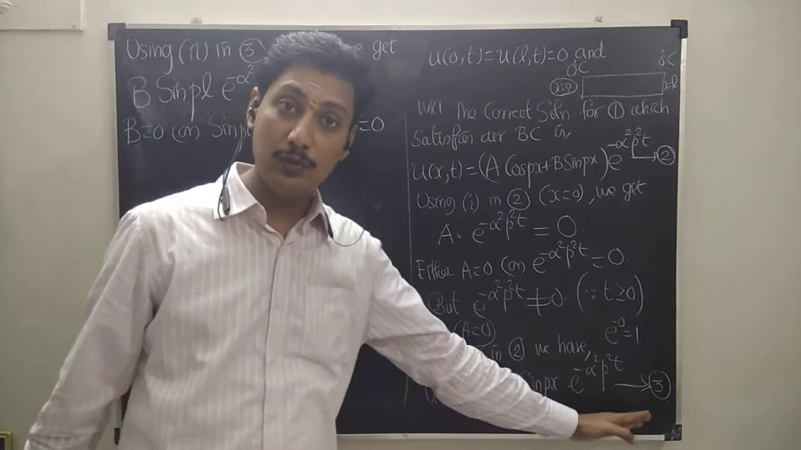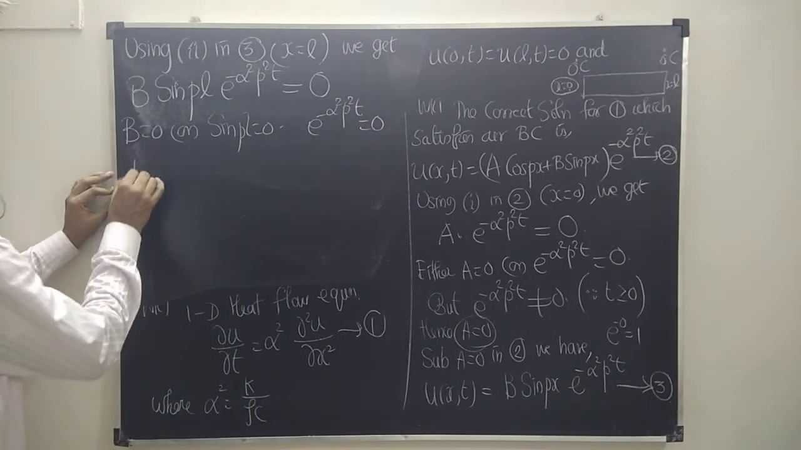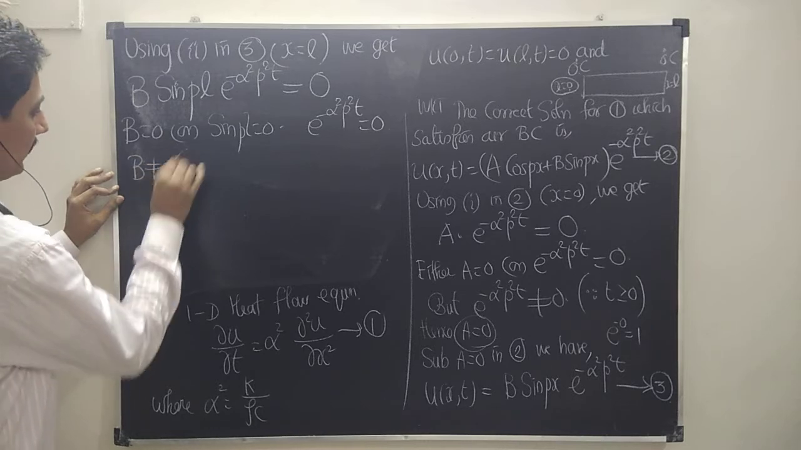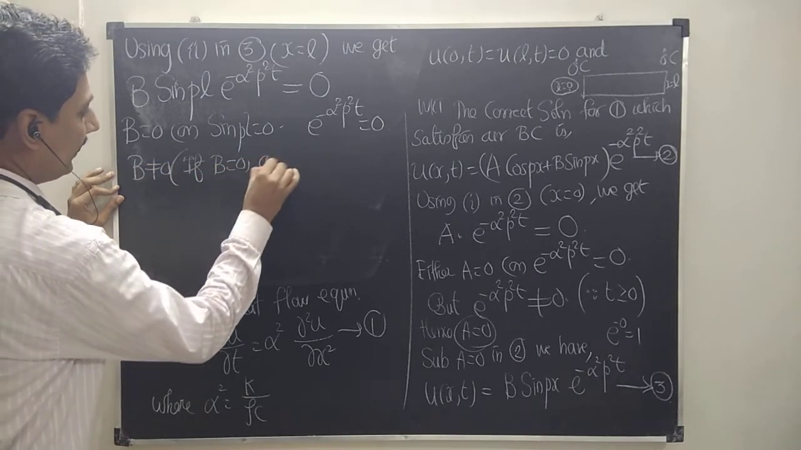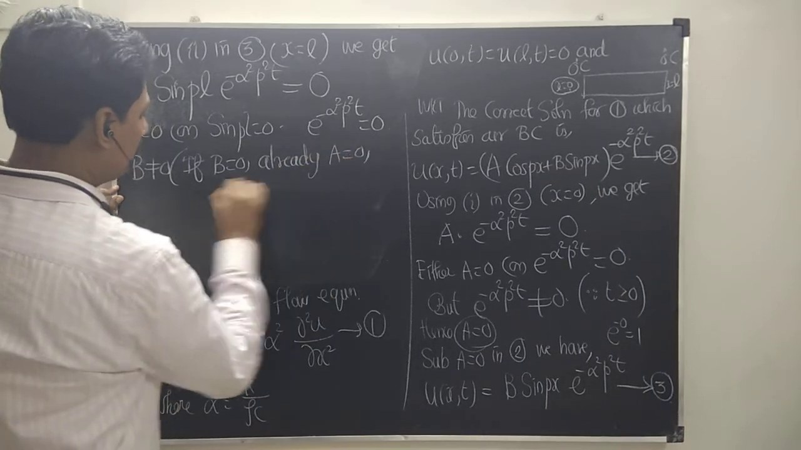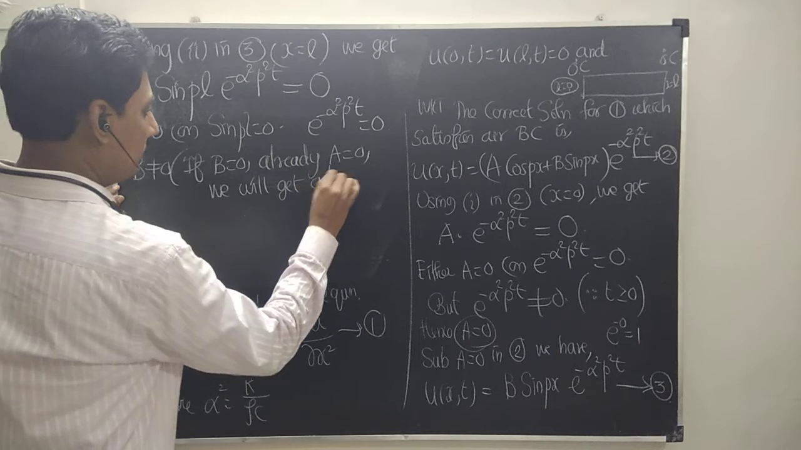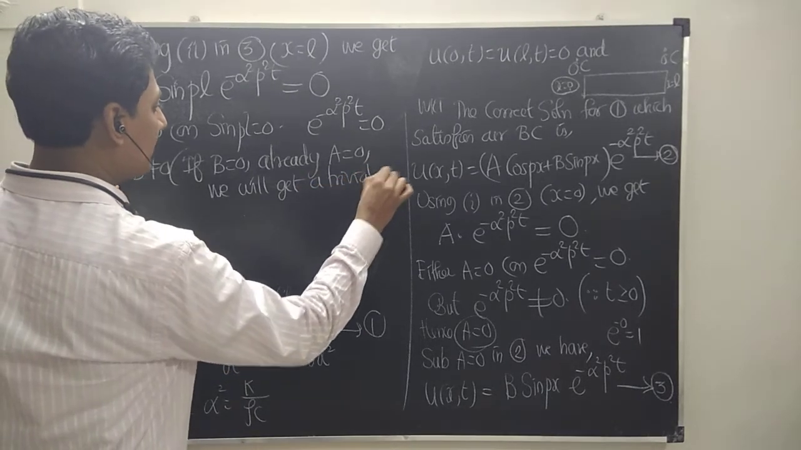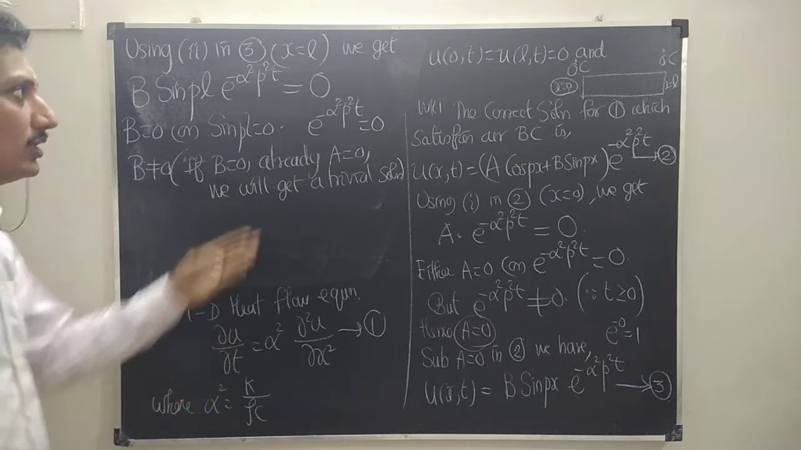0 and anything becomes 0. So, we get a trivial solution. So B is not equal to 0. If B equals 0, then A is also 0, so we will get a trivial solution, because both the constants are 0. But it is a contradiction to the third boundary condition.